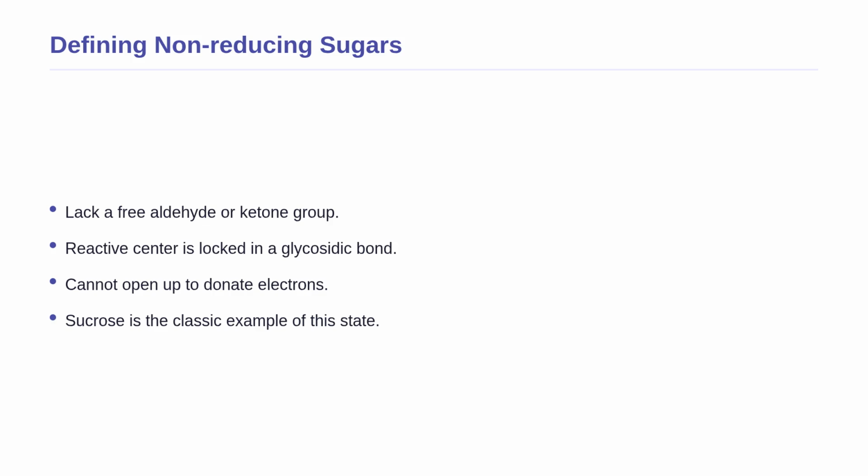Having seen what makes a sugar reactive, we must now ask what makes one unreactive. A non-reducing sugar does not have a free aldehyde or ketone group. Instead, its reactive center, which we call the anomeric carbon, is permanently locked in a glycosidic bond. Going back to our analogy, this sugar is holding a heavy box. Its hands are tied. Because the reactive centers are bonded tightly together, the ring cannot open up in solution, and it cannot donate electrons to other molecules. Common table sugar, known as sucrose, is the classic example of this locked state.